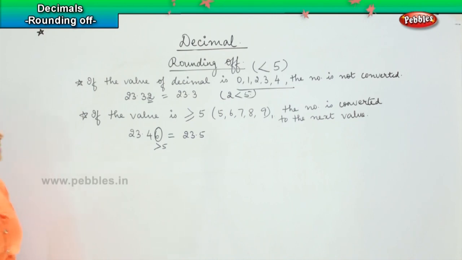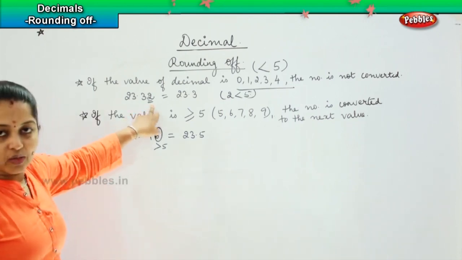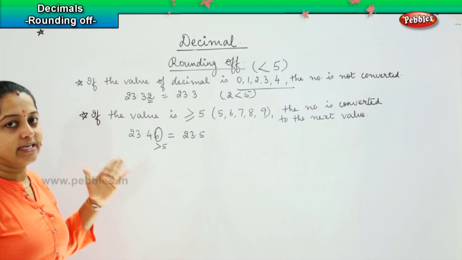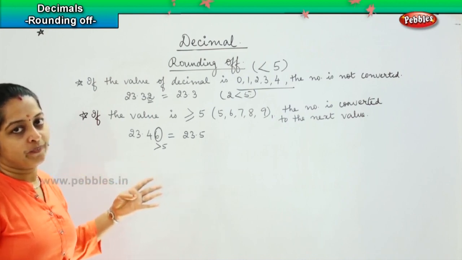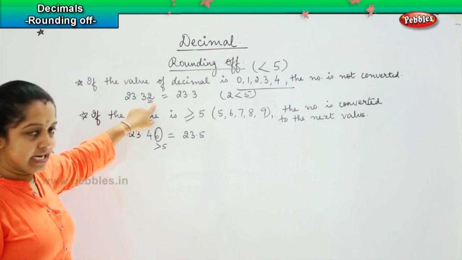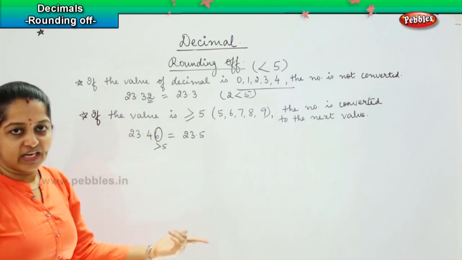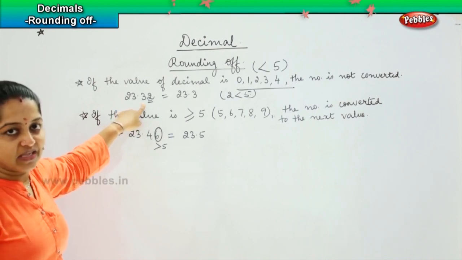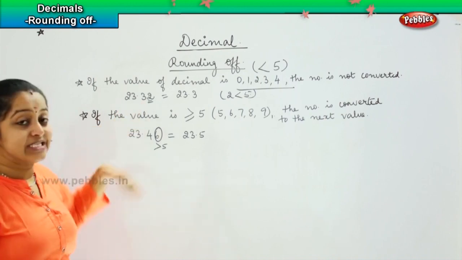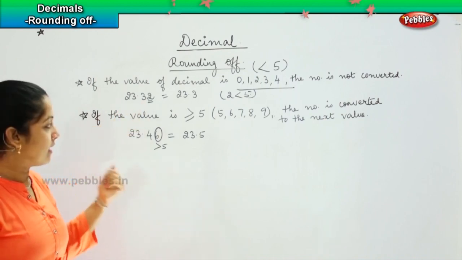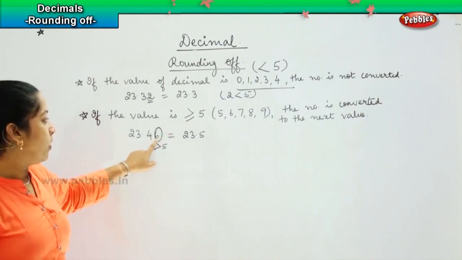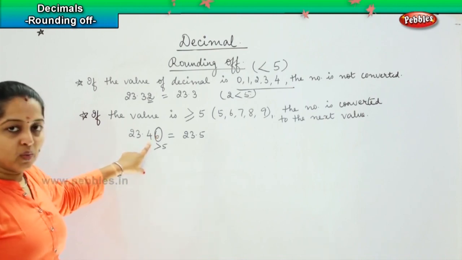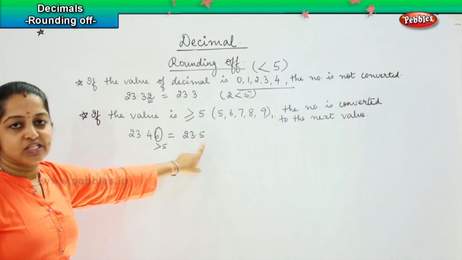To make it easier, I will say that if the next value, the decimal digit after the given place, is less than 5, which means it is 1, 2, 3 or 4, then we will not round it to the next value. The number will remain the same. Whereas if the value is 5, 6, 7, 8 or 9, then the number will be converted to the next number. So the 6 will not be converted into 7. The number which is before it will be converted to the next value.